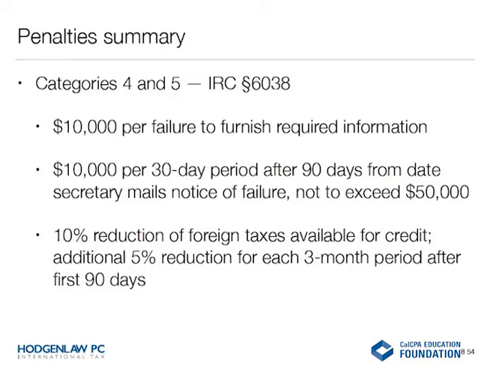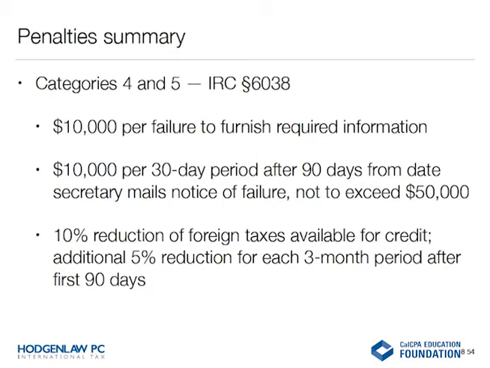Categories 4 and 5, these are required under Section 6038. I believe the penalties come from section 6679. Forgot to put that on the slide, but if anyone wants to look at that, just email me after. This one, again, has a $10,000 penalty per failure to furnish required information. And again, another $10,000 per 30-day period after 90 days from the date the Secretary mails a notice of failure, not to exceed $50,000. So you could get a total of $60,000 under categories 4 and 5.